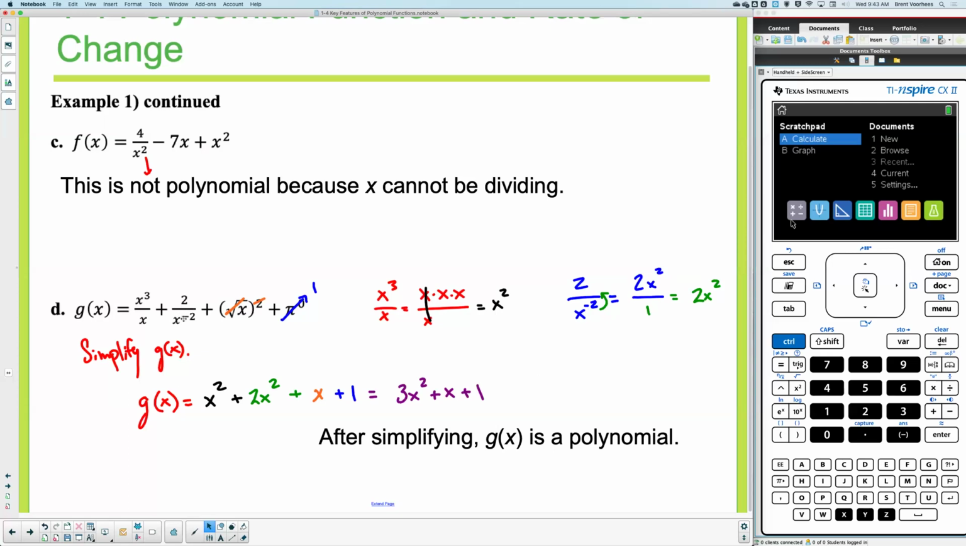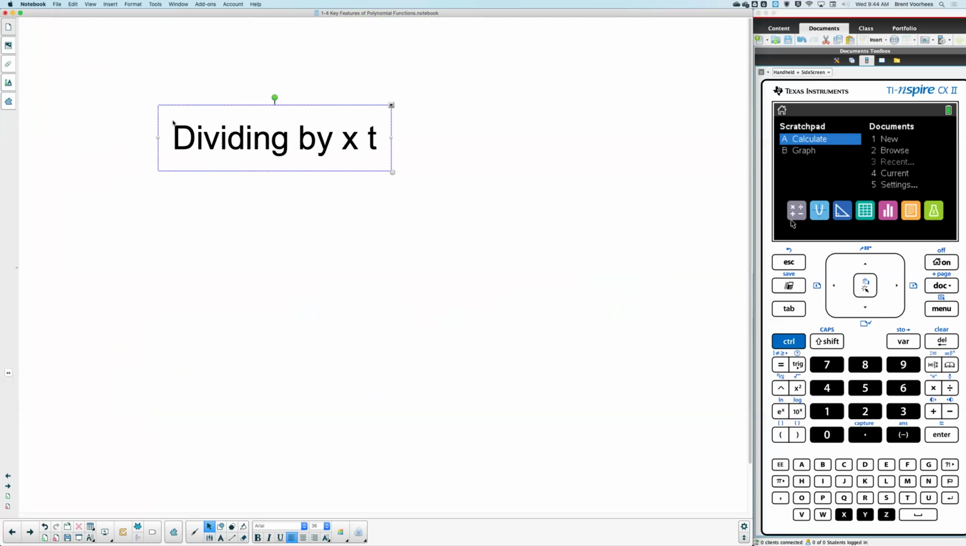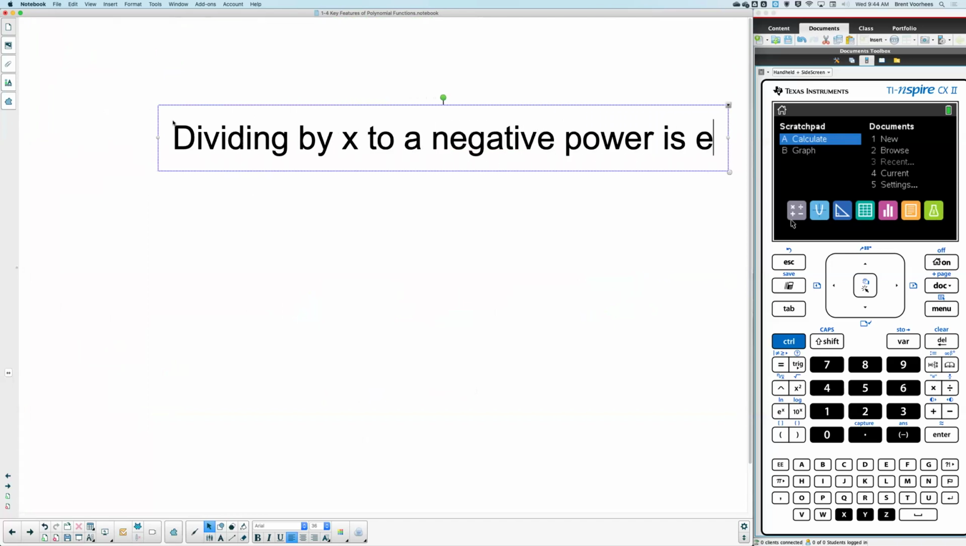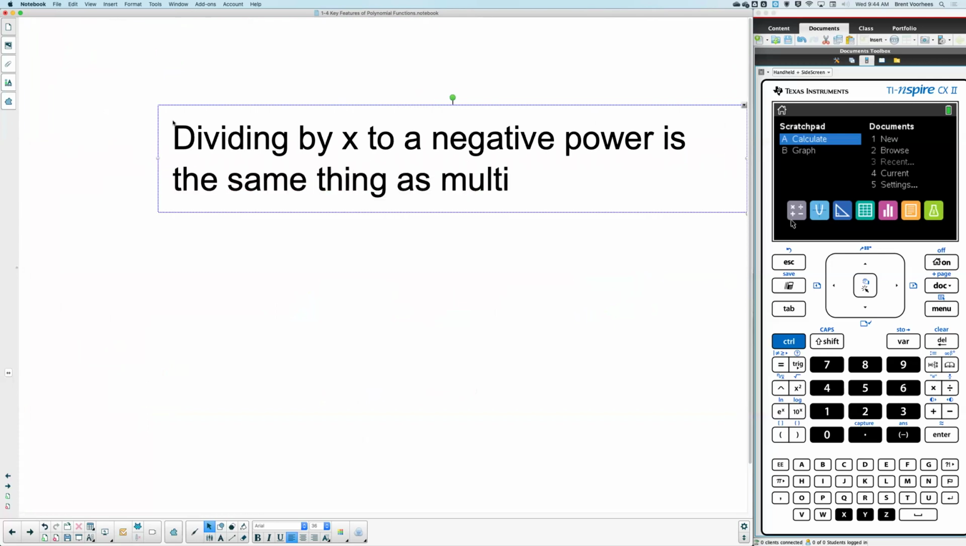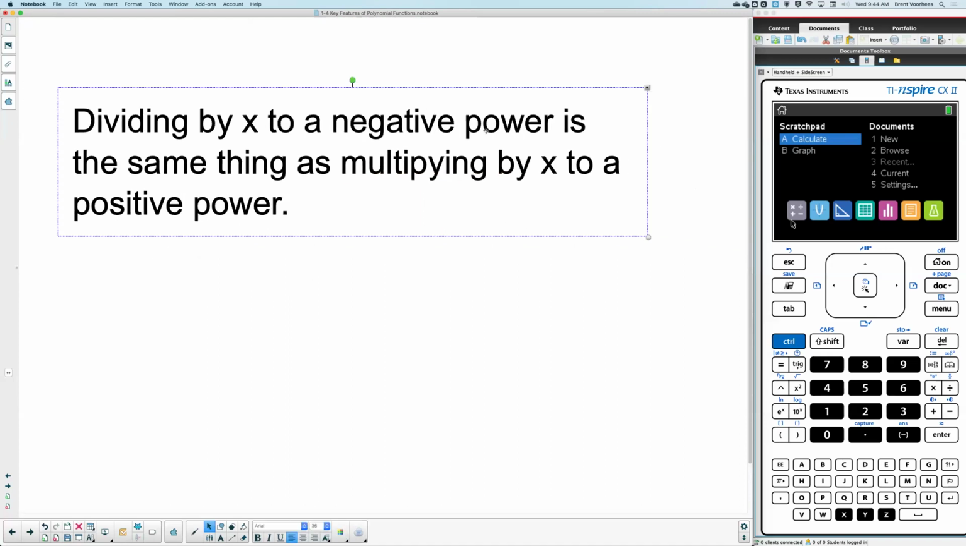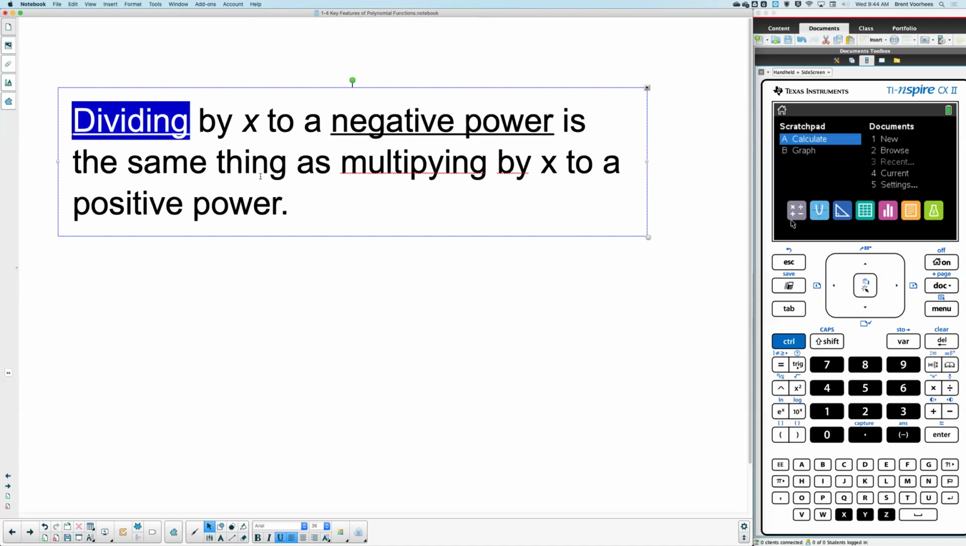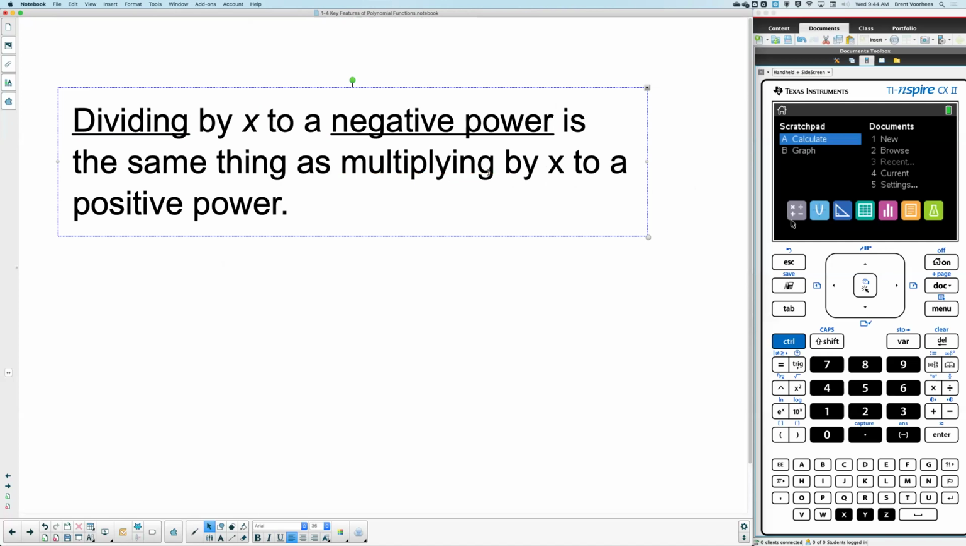When you have a negative power, instead of saying, hey, I'm dividing by x to a negative power, dividing by x to the negative power is the same thing as multiplying by x to a positive power. I'm gonna write that out so you can see it. Dividing by x to a negative power is the same thing as multiplying by x to a positive power. Okay, so there's the words. And I'm gonna highlight what I want you to know. Dividing by x to a negative power is the same thing as multiplying by x to a positive power. That's the math rule.